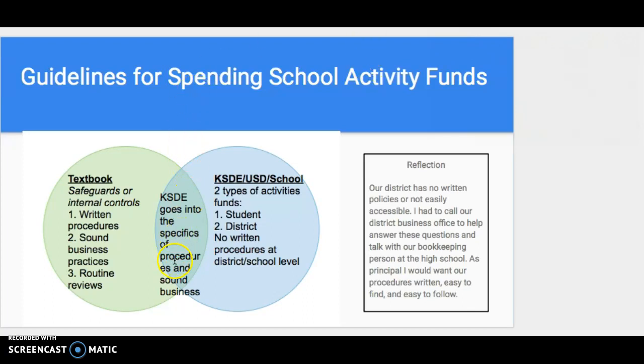As far as specifics on procedures and sound business practices, I feel like both the state and the textbook found those two things very important, obviously. But as far as my district and school went, I could not find anything written on the website, in the board policies, or in our staff handbook about what the procedures were. If I was the principal, I would want to get that on paper and to our staff as soon as possible, so they knew exactly what our procedures were when it came to handling school activity funds.